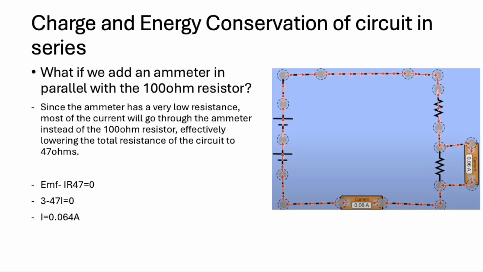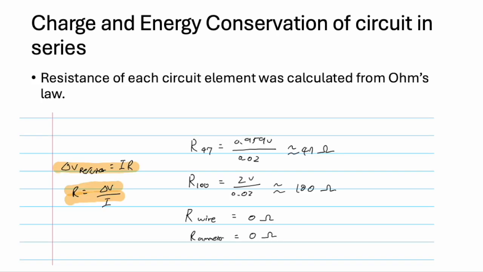What if we add an ammeter in parallel with the 100 ohm resistor? Since the ammeter has a very low resistance, most of the current will go through the ammeter instead of the 100 ohm resistor, effectively lowering the total resistance of the circuit to 47 ohms. By using the loop rule, we found that I was equal to 0.064 ampere. The resistance of each circuit element was calculated from Ohm's law. We can see that delta V resistor is equal to IR, and rearranging the equation gives R equals delta V over I.